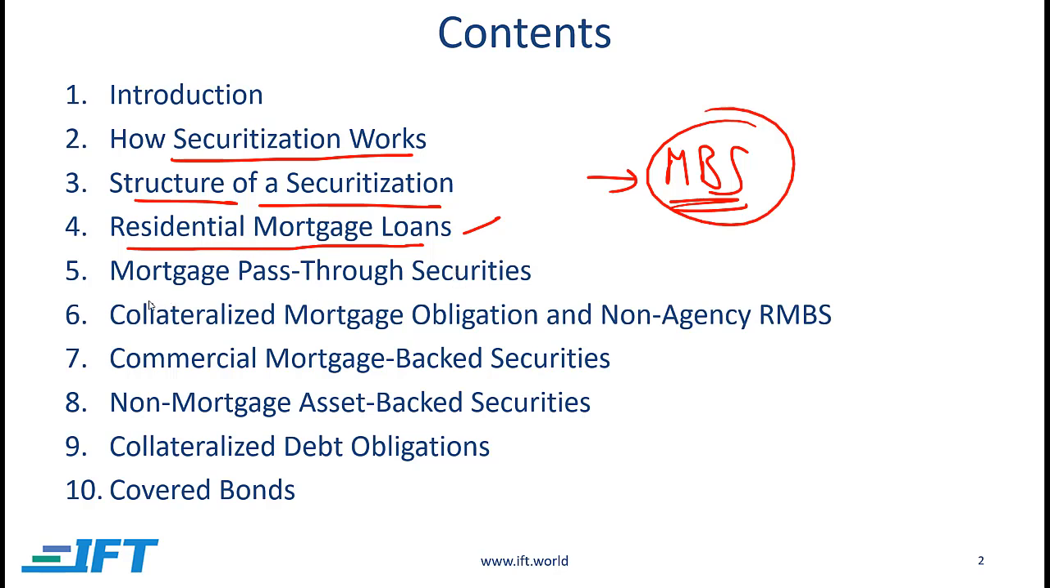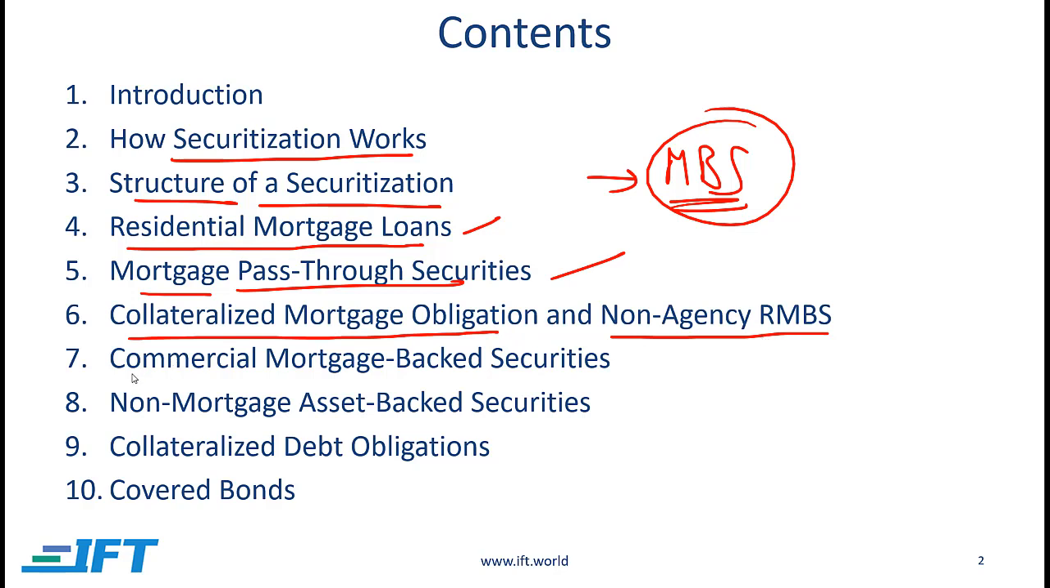Then we talk about different types of mortgage-backed securities. We'll discuss mortgage pass-through securities, which are the simplest type. Then we'll have more advanced securities such as collateralized mortgage obligations. We'll also talk about the difference between agency and non-agency residential mortgage-backed securities.